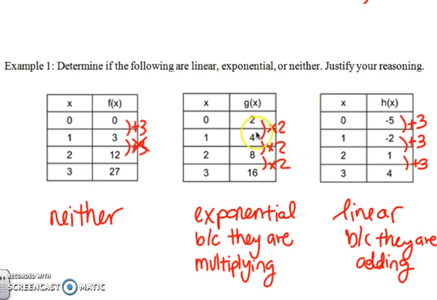Between these two tables, we could have thought they were adding 2 right here, but you would have noticed 4 plus 2 is not 8. So then that means they were multiplying, and so they are multiplying by 2, because 8 times 2 is 16, and so on. So that was exponential because they were multiplying. The last one, notice that from a 1 to a 4, you can add 3, and then negative 2 plus 3 is a 1. So they were adding in this case, so it was linear.